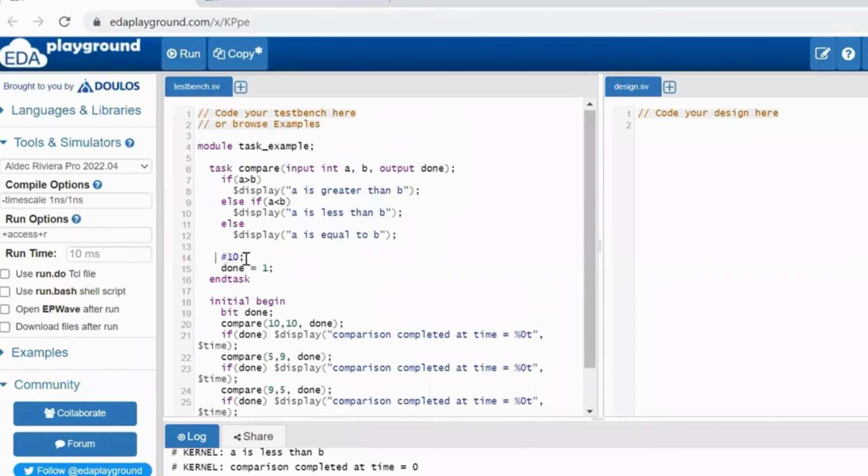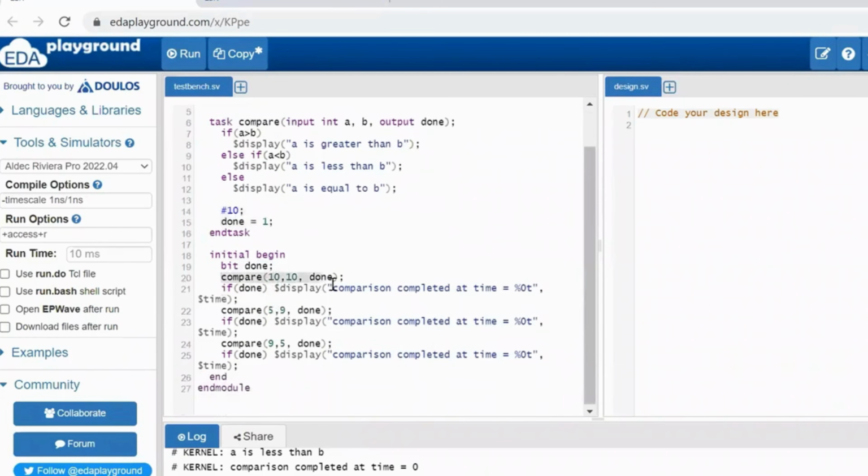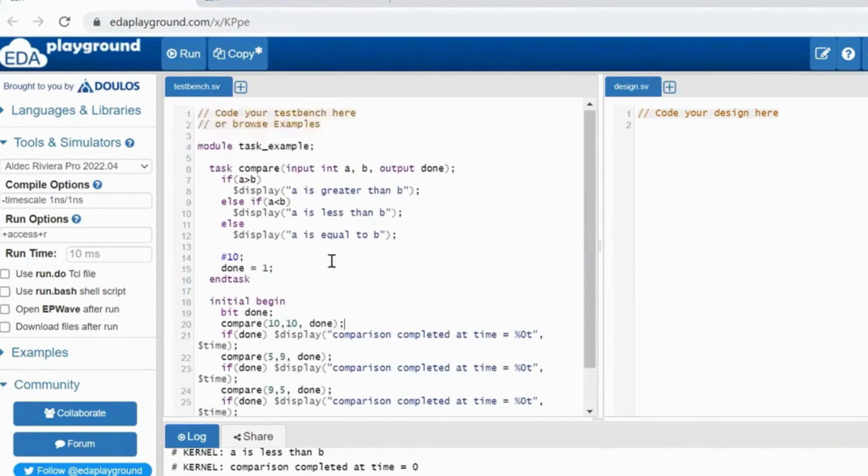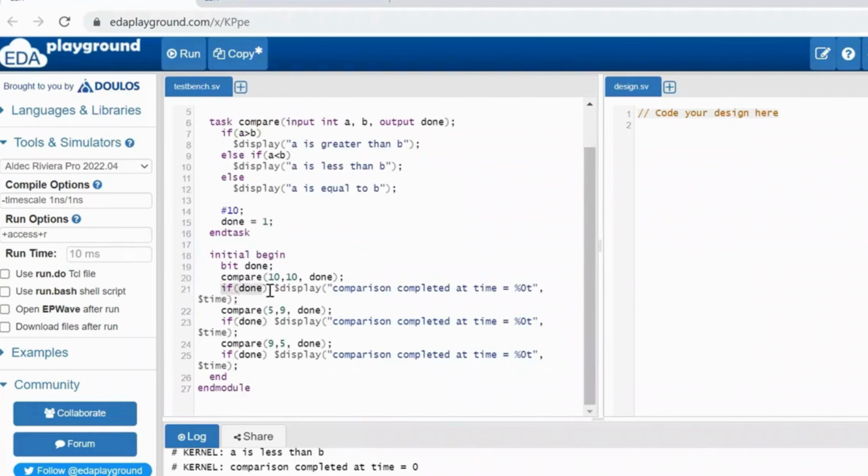Here we are declaring a bit done just to observe the delay. If you don't want to observe any delay here, no need to put done. And compare 10 comma 10 comma done. 10 is input A, passing that value, and another 10 is B, and output done is passed. And next, if done is high, it is comparing with the time. I told you in the task we can use the simulation time, right? So we are checking with the simulation time here, and once done equals high, it will display this time related delay.